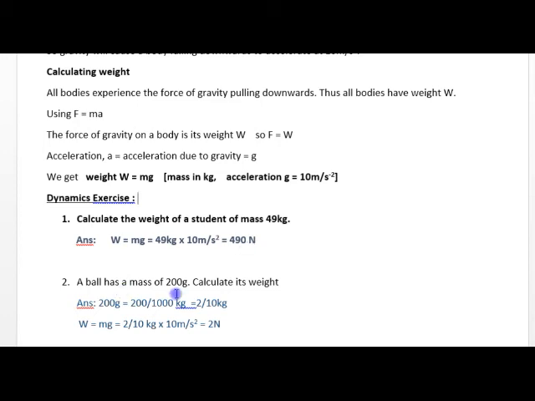A ball has mass 200 grams. Calculate its weight. Nous allons convertir grammes en kilogrammes. 200 grammes, c'est 0.2 kg. Je prends 200 divisé par 1000. Maintenant, weight is equal to mg. Nous prenons la masse, fois 10. Et nous gagnons 2 newtons. So to calculate weight, you use the formula W, weight is equal to mg.